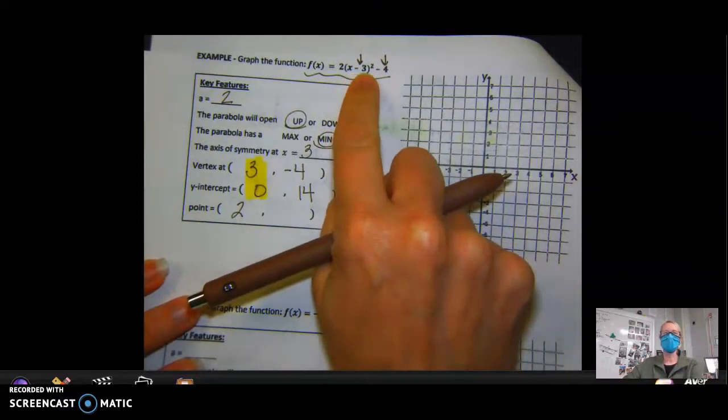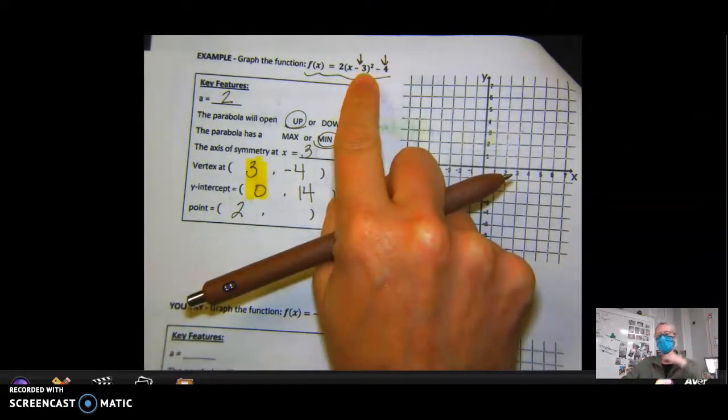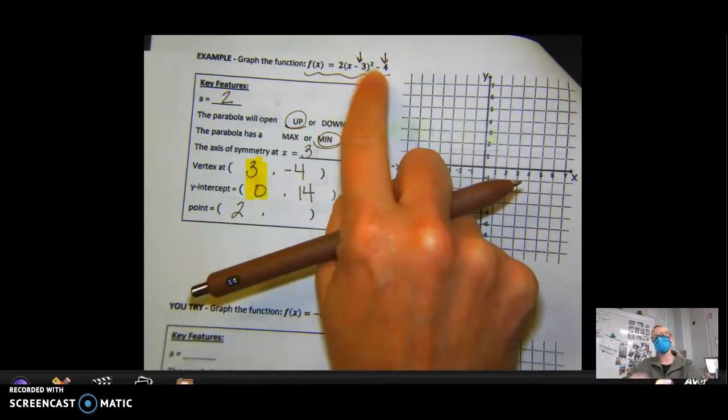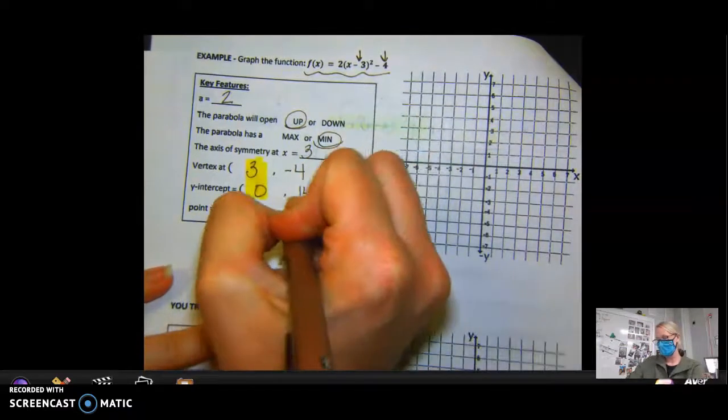So now I'm going to plug in 2. So 2 minus 3 is? -1 squared is? 1. 1 times 2 is 2. 2 minus 4 is -2.